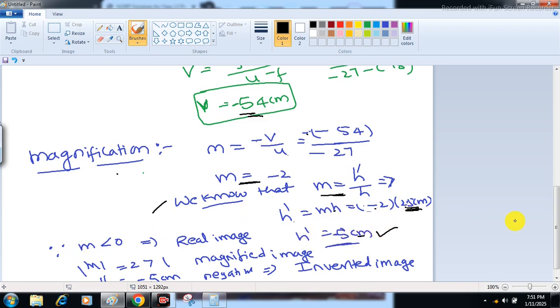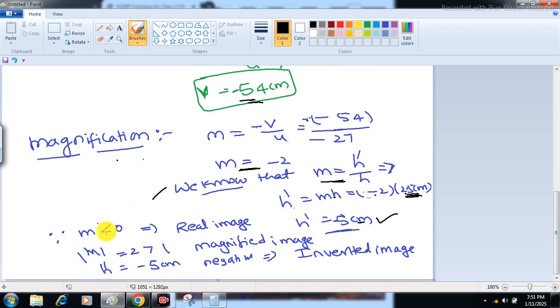Now the properties or characteristics of the image. Since m is a negative value, it is a real image. The modulus of m is 2, which is greater than 1, therefore the image is magnified. Since h dash is negative, that is, the image height is negative, it means the image is inverted.